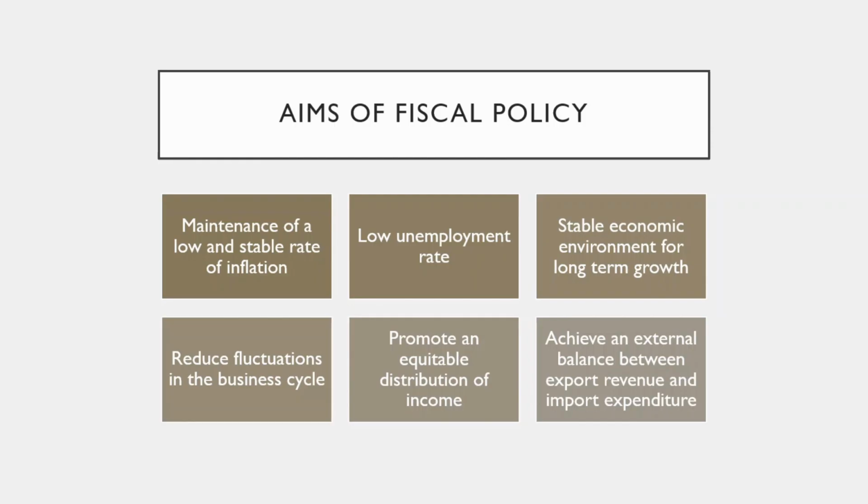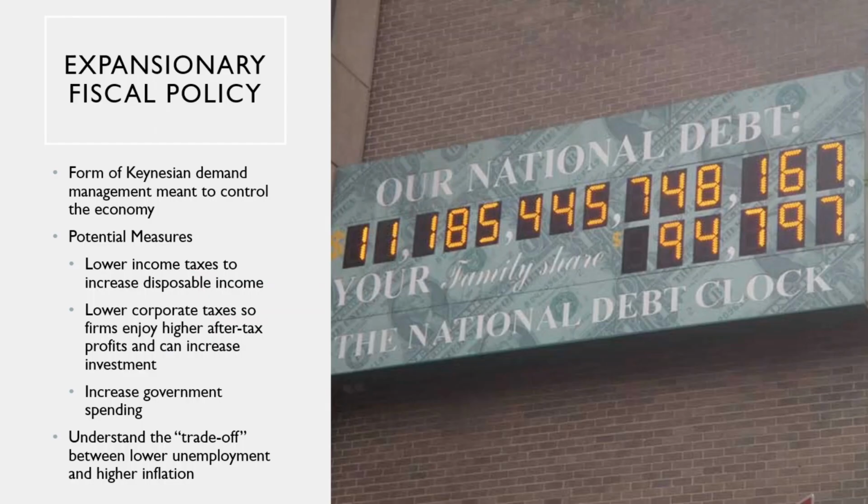It's the same thing we've gone over before. Expansionary fiscal policy is a form of Keynesian economics, trying to use aggregate demand to control the economy. You could lower income taxes to increase disposable income. This will increase income and will hopefully increase consumption and investment, which will cause aggregate demand to shift. You can also increase government spending, which will also cause aggregate demand to shift.